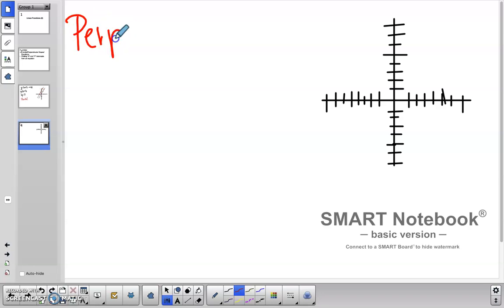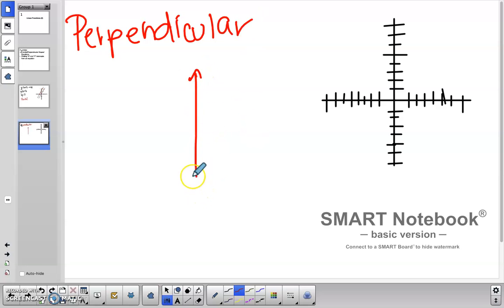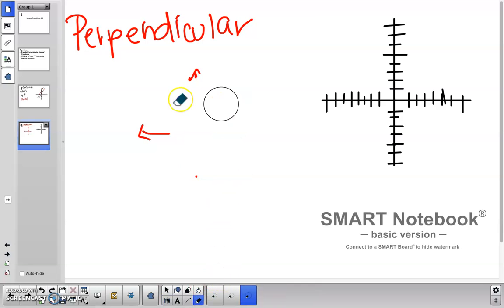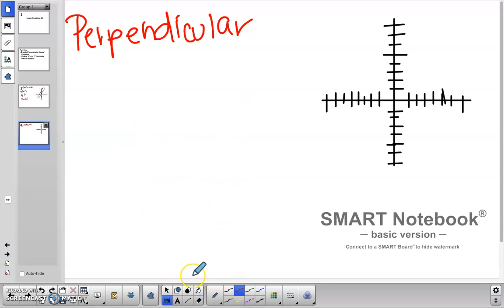Perpendicular, you know that a perpendicular crosses to make a right angle, right? It will be like this. And then it can be like that. And then, you know, it makes a 90-degree angle, right? So you know what a perpendicular line is. So we know how it should look on the graph.